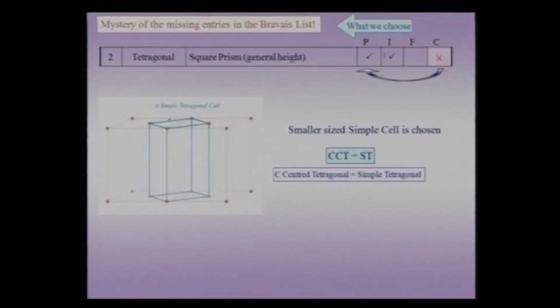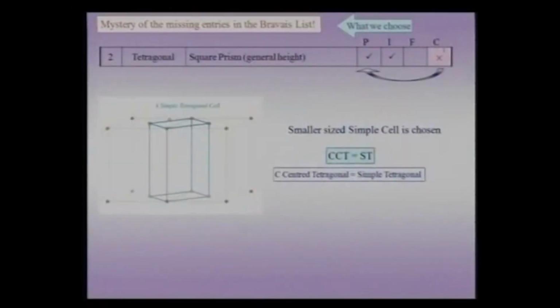Now, let us consider another example to understand the mystery of these missing lattices. Here we see that there is no C-centered tetragonal lattice in the listing. What I can do in the case of a C-centered tetragonal lattice is make an alternate choice, like shown in this case. That means I enforce additional lattice points in C-centering, the top and the bottom, and I get a simple tetragonal lattice.